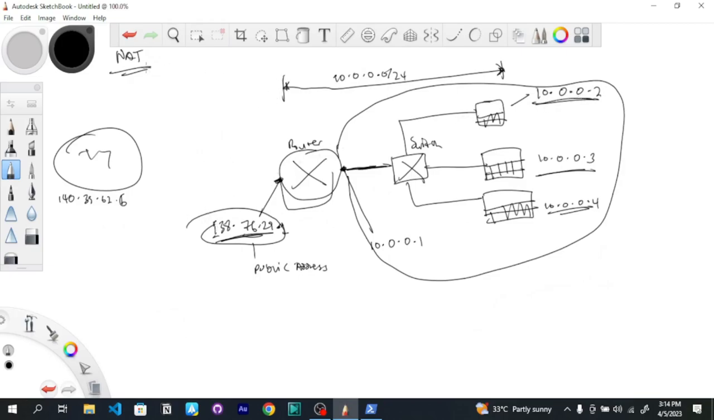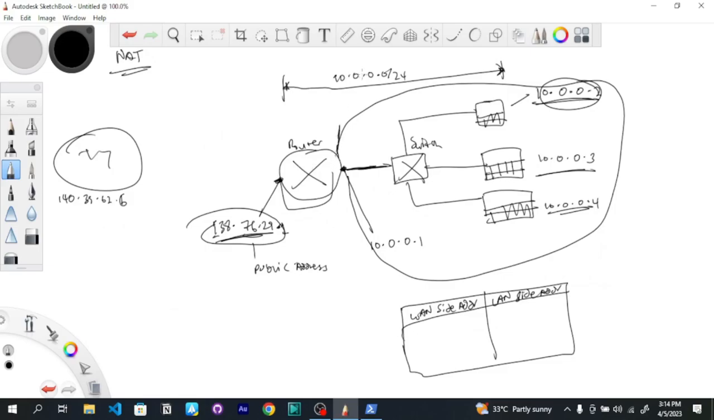So what happens is that the network does what is called network address translation. It takes this address and establishes a table, with a wide area side address and a local area network side address. This is the local area side, and this is the wide area side. You understand? Now, it uses port numbers to identify. For example, let's say that you want to talk to 140.39.62.6, and this is a web server, so you send a message to it on port 80.